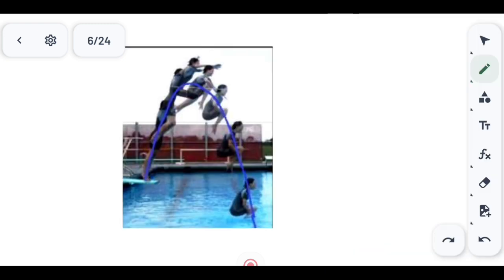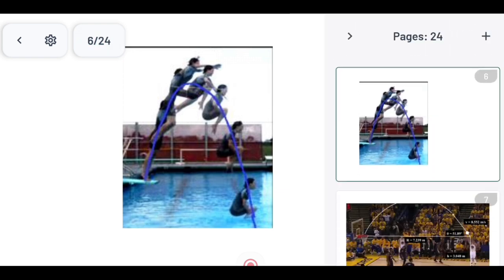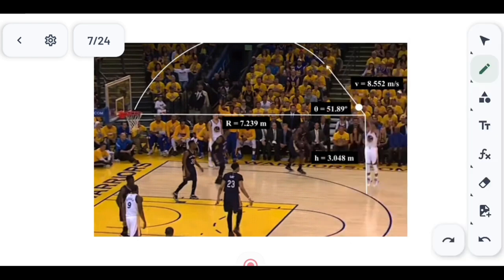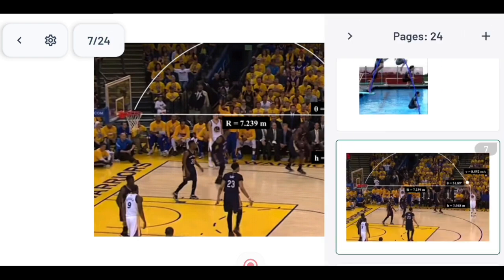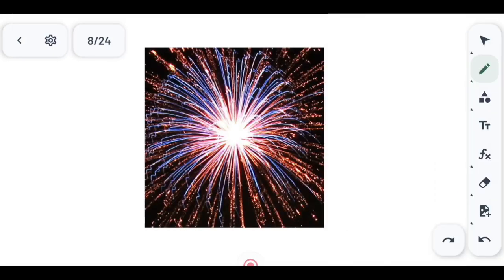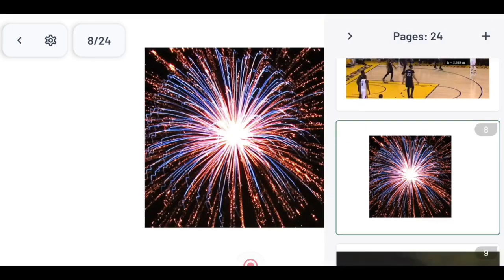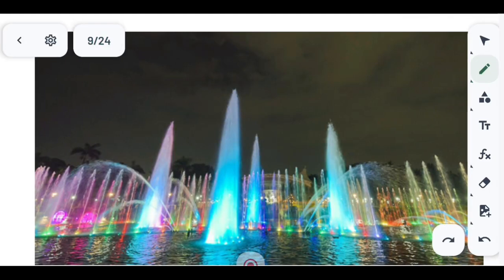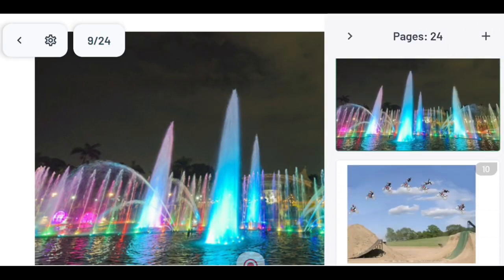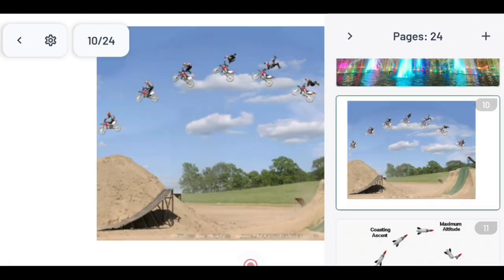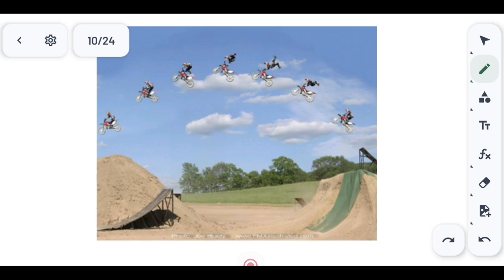What can you observe from these images? What can you notice? On the previous photo, we have soccer. On this one, we have a swimmer diving for a swim. Then we have a basketball player shooting for a three-point shot, I guess. We also have a fireworks display, a fountain at Luneta, I think I captured this one, and then we also have the cyclist.